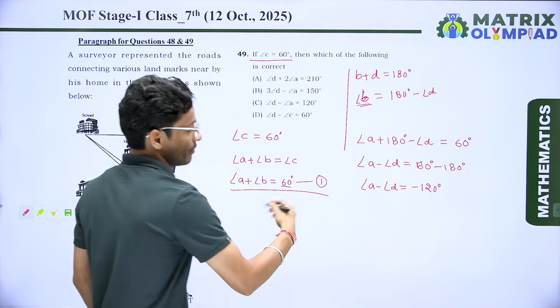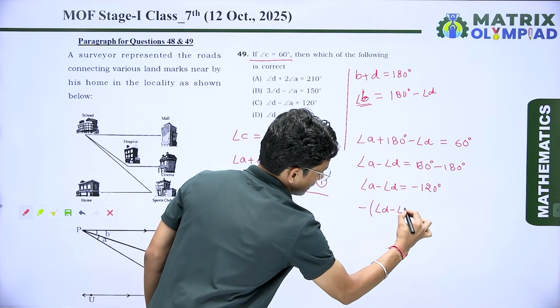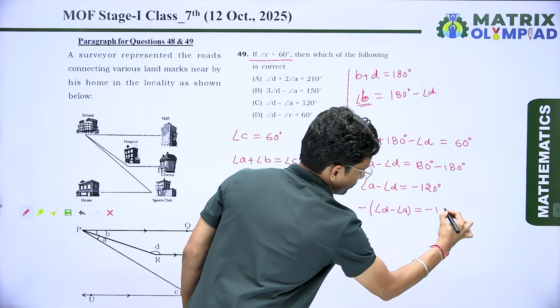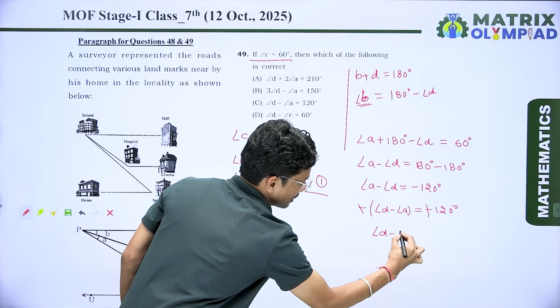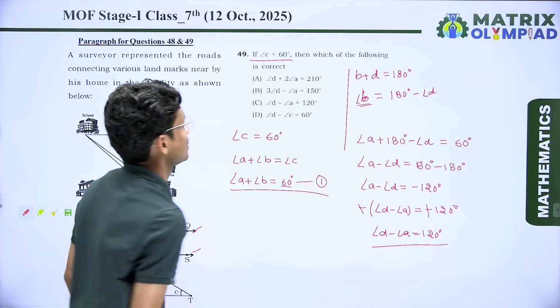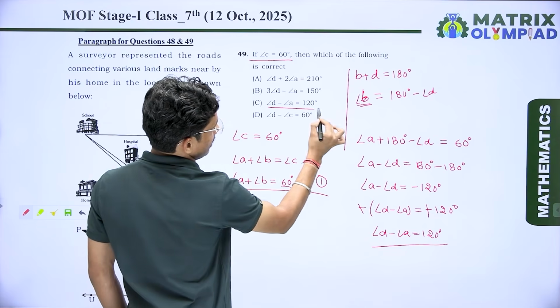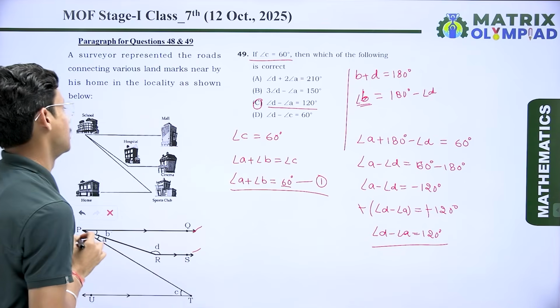Okay, so when I take minus common here, I can write minus angle D minus angle A is equal to minus 120 degree. Minus and minus cancel out, so angle D minus angle A is equal to 120 degree. So check which option is correct. Angle D minus angle A is equal to 120 degree. It means option number C is the correct answer over here.